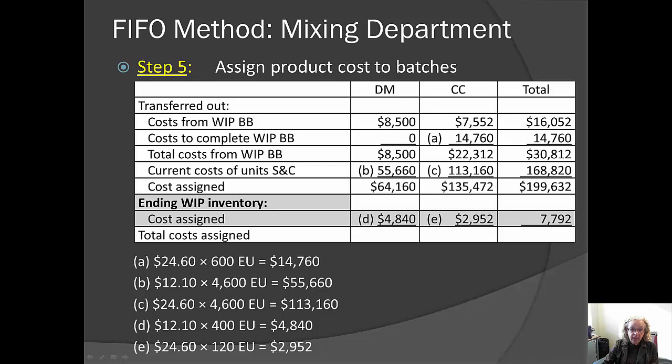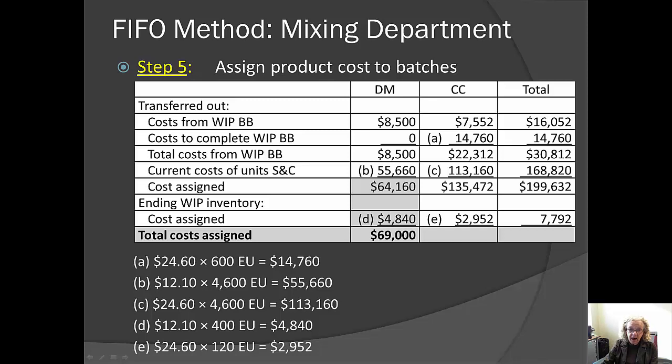Add these up. That represents the dollar value for all of the units in work in process ending inventory for the period. And that's the amount that will show up on the balance sheet for the mixing department. Now, we can finish checking our work by looking at the total cost on the output side.